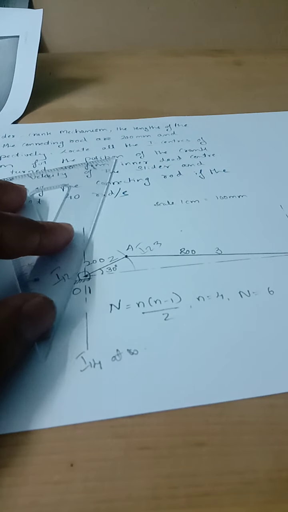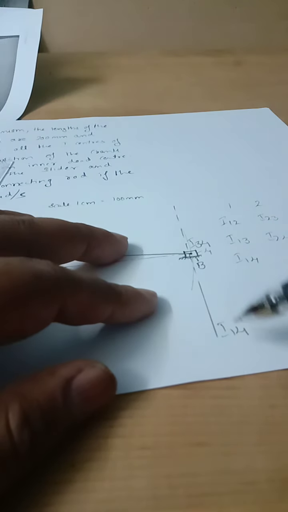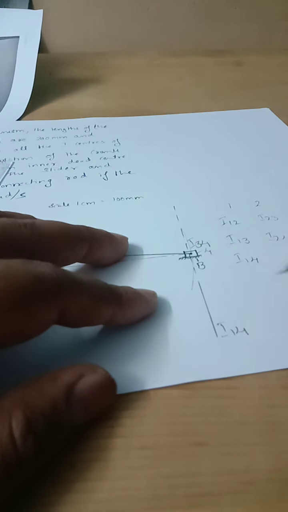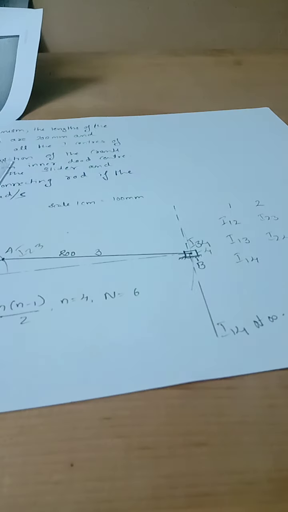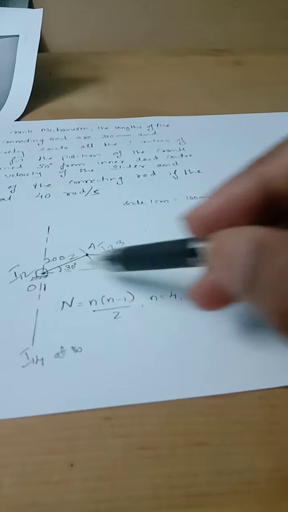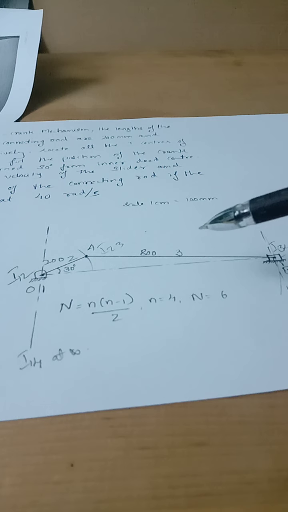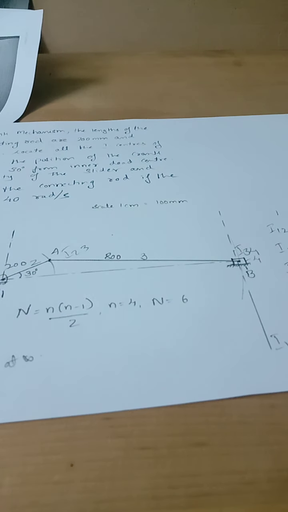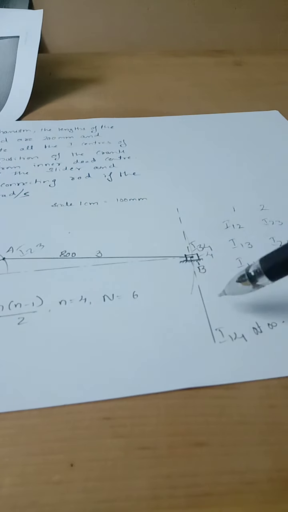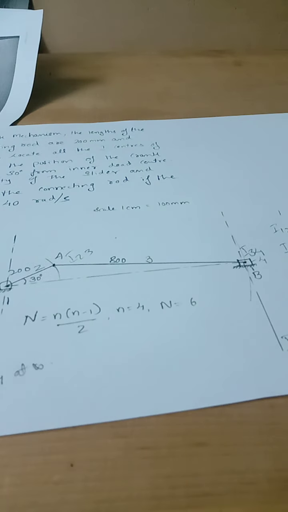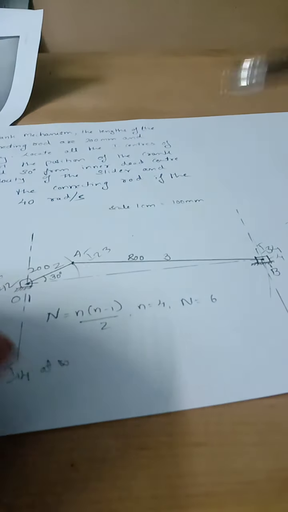So again, this is also I14 only. This vertical line, upwards or downwards, I14 will lie at infinity. This is because link 4 is horizontal and this is link 1. The I center has to lie anywhere on this line, but it lies at infinity, so it is not possible to mark it.